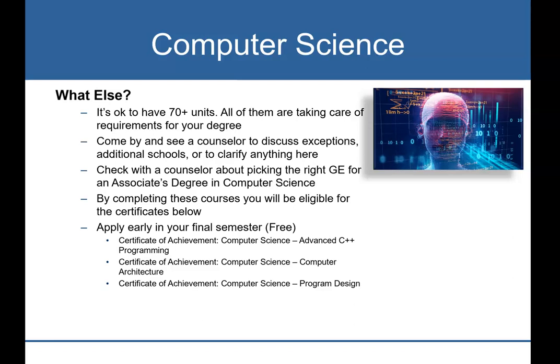Check with a counselor about picking the right GE if you're interested in doing one of our associate's degrees. You probably would only need most likely one more general education class to wrap that up. And then by completing the courses on the previous slide for transfer, you're also going to be able to pick up those 3 different certificates of achievement: Advanced C++ Programming, Computer Architecture, and Program Design. It's free to apply for those in your final semester. They can look good on a resume for a little while, but you've taken the courses, so you might as well apply for it just to get those certificates under your belt.